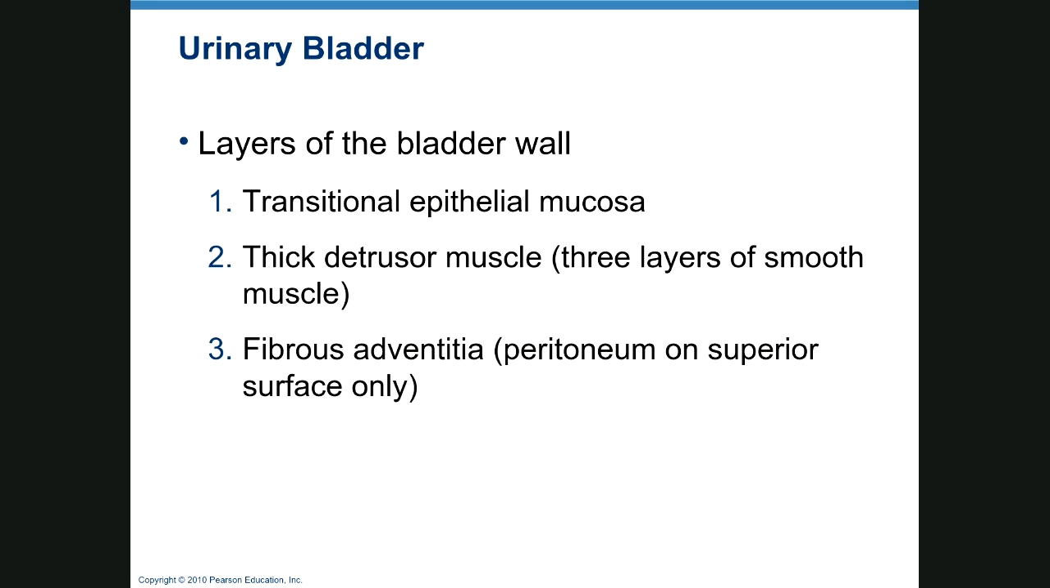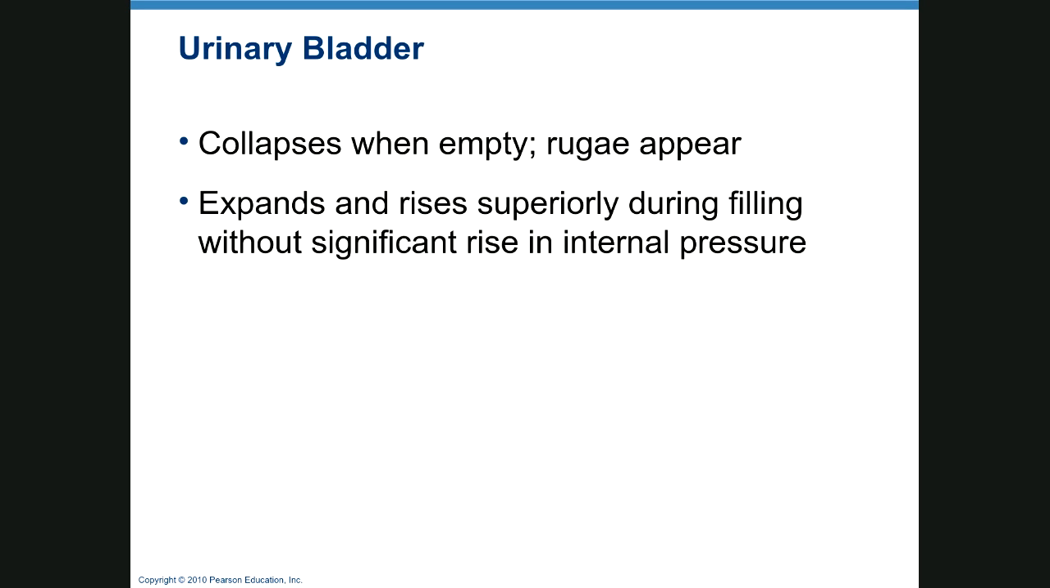Okay, layers of epithelium, the same old marshmallowy big poofy cells that squash when they get pressure on them. The thick detrusor muscle, and it's in 3 layers, and then a fibrous adventitia. Actually, peritoneum is on the superior surface of the urinary bladder. Urinary bladder collapses when empty and forms rugae or ridges, and it expands and rises superiorly during filling without significant rise in internal pressure to a point.